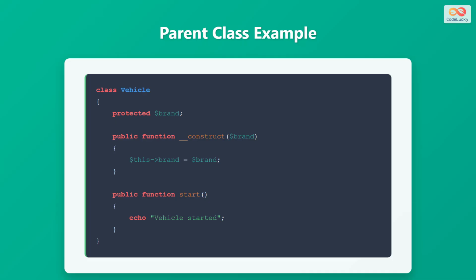Here is an example of a parent class. We define a class named Vehicle. It has a protected property called brand, which means it can be accessed within the class and by its subclasses. The constructor method __construct initializes the brand property when a new Vehicle object is created. The start method simply outputs the text "Vehicle started".